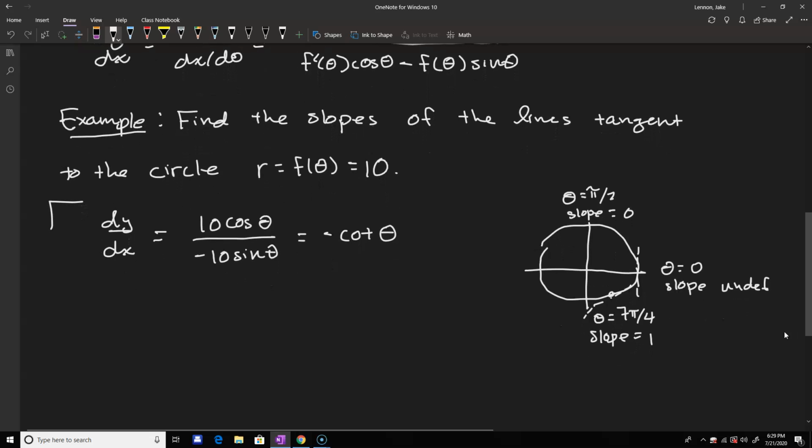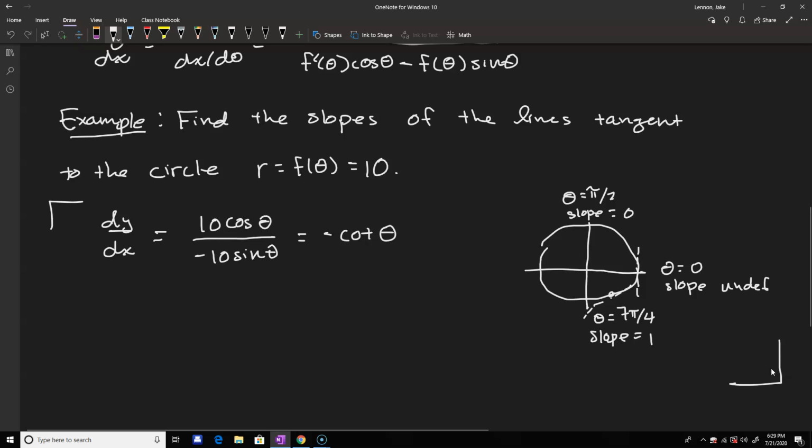Again, the formula is a little complicated, and you might not remember it off the top of your head. The important thing to remember is that dy/dx is not going to be the same thing as dr/d theta, and when you're working with it, if you have to, just go back to the conversion from polar to Cartesian and derive it from there.